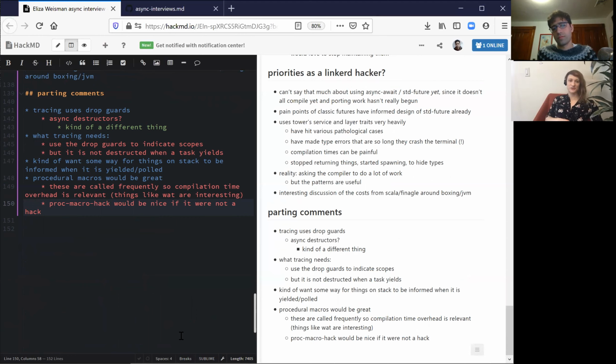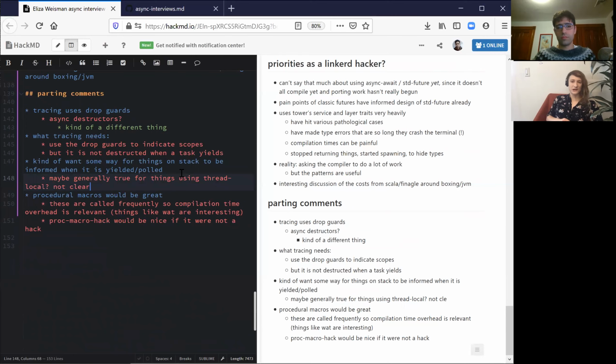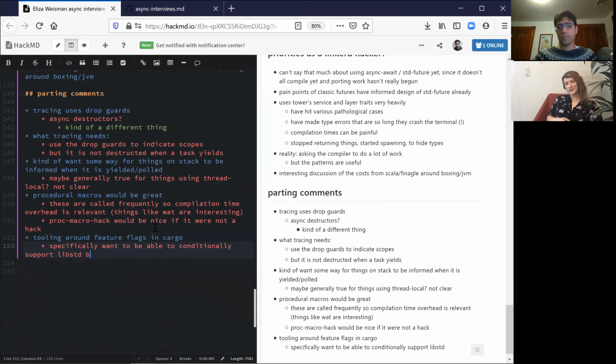So, procedural macros. And then my other thing is investment in tooling around feature flags in Cargo. Something that has bitten me a lot in tracing is that we want to be able to conditionally support no standard, and feature flags are not really a great vehicle for that. There are some holes in feature flags.